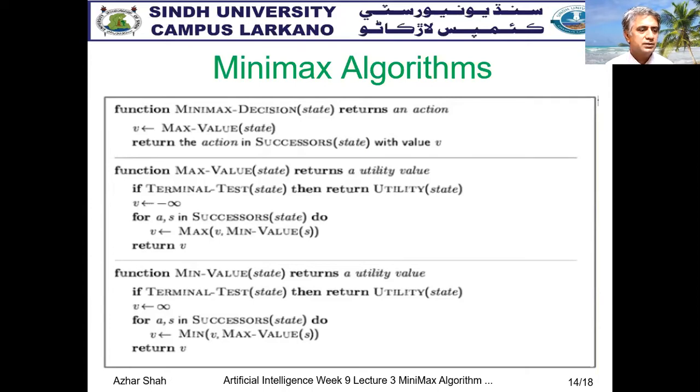So the successor function is part of the minimax decision maker. It is part of the maximum value function. It's part of the minimum value function. These are three functions, and the successor function and utility function are part of these functions. So next function, maximum value, returns a utility value, that is, who won the maximum score, whose ranking, whose performance is better.